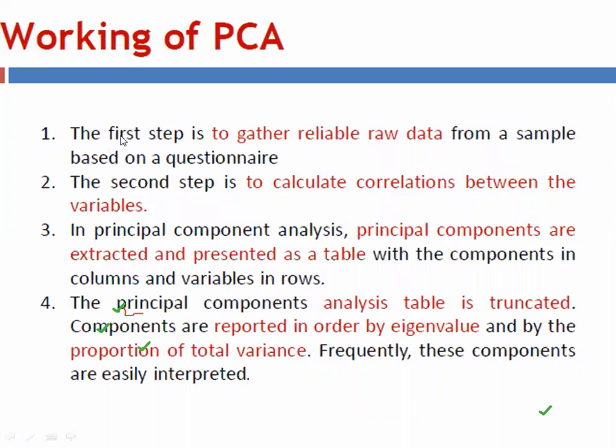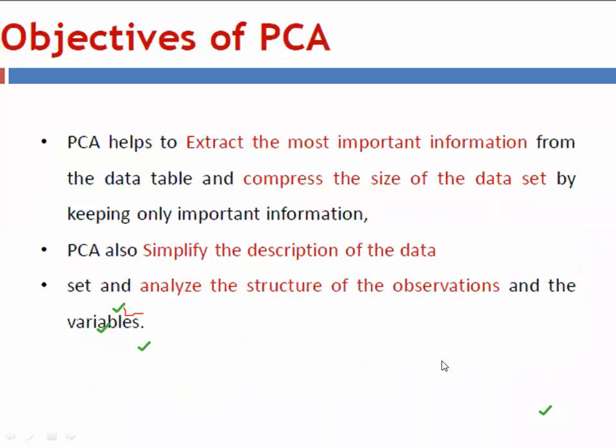Here are the algorithm steps for PCA. The first step is to gather reliable raw data. In the second step, we calculate the correlations between the variables. In the third step, we calculate the principal components, and they are presented as a table. Then the principal component analysis table is truncated and components are reported in order by eigenvalue.